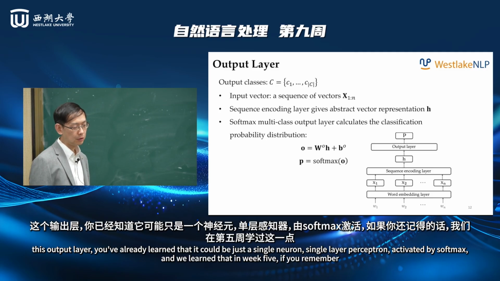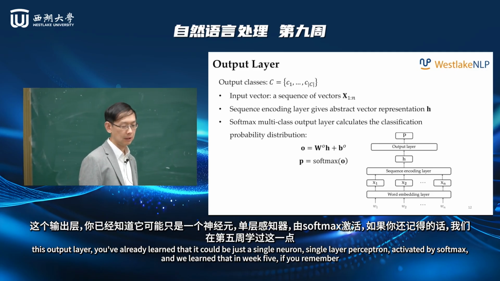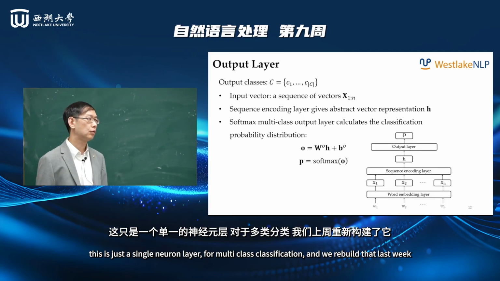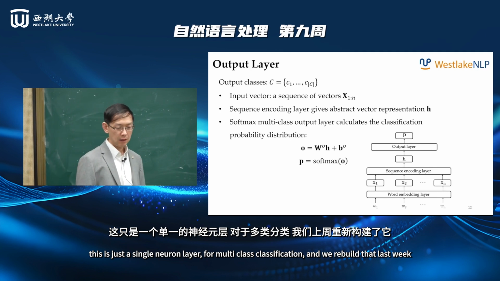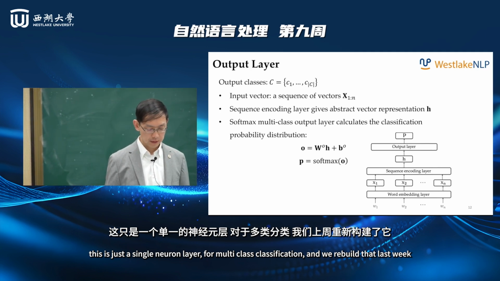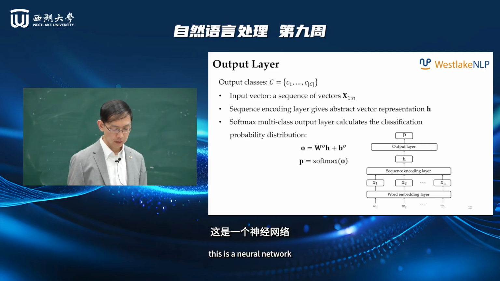So this output layer, you've already learned that. It could be just a single neuron, right? A single layer perceptron, activated by softmax. And we learned that in week 5, if you remember. So this is just a single neuron layer, okay? For multi-class classification. And we reviewed that last week. Okay, so this is a neural network.